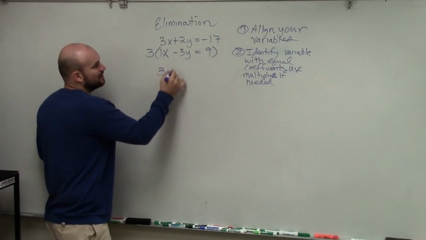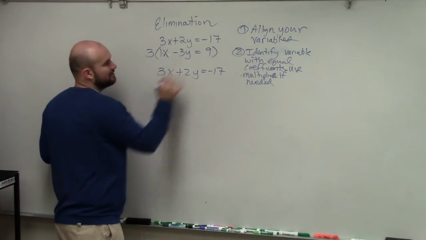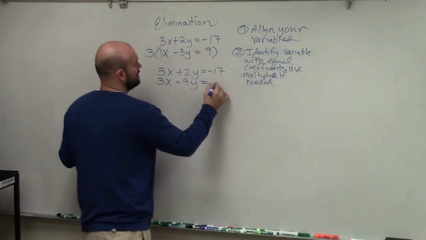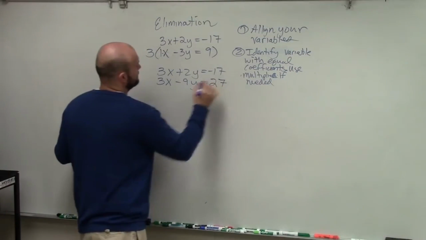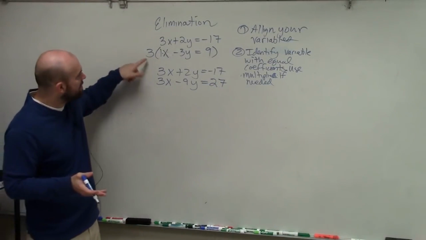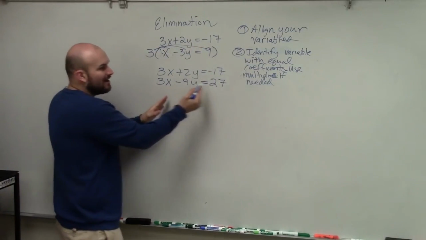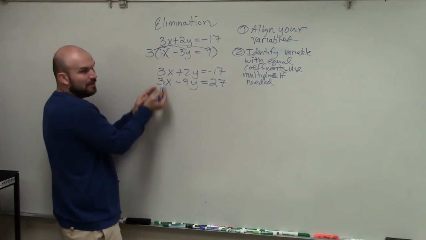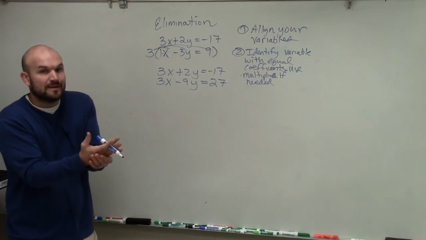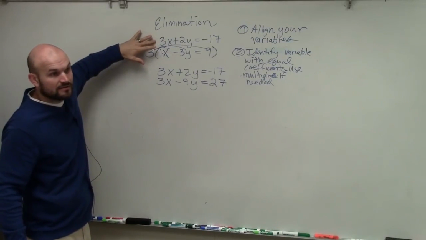3x. So that's exactly what I'm going to do. I'm going to rewrite the top equation, and I'm just going to multiply the bottom equation by 3. So therefore, I have 3x minus 9y equals 27. Do you guys see what I did there? By multiplying this by 3, by applying the distributive property, I now have produced two equations that have the same coefficients. Sometimes it might not be easy. Sometimes you might have to multiply both equations by a multiplier to get the same number.